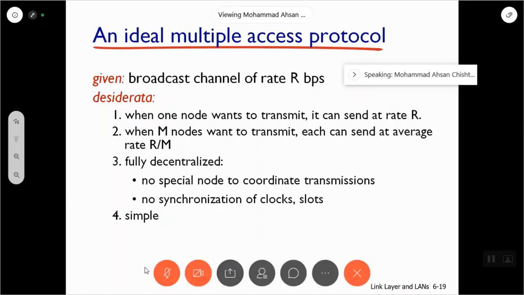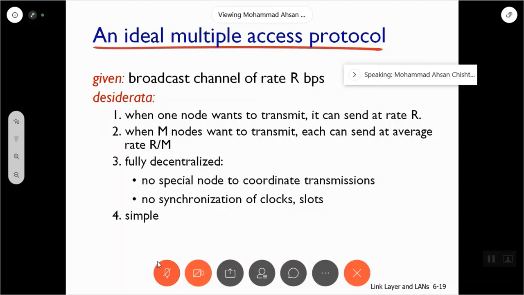It should have these desirable circumstances. When only one node has data to send, that node has a throughput of R bits per second. This is actually the desired data rate, what we want. So if R is the data rate it can send, we should get the maximum throughput, that is R bits per second, when it's only one node. But if there are M nodes that have to send data, then each node should get a throughput of R by M bits per second.